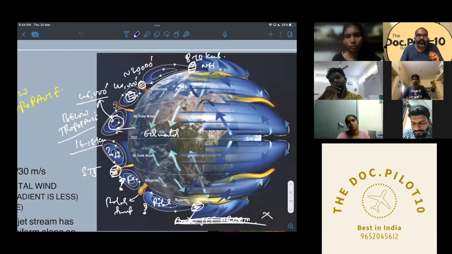Am I clear? So this is the jet stream. This one. This is the jet stream. This is called a subtropical jet stream. This is the polar jet stream. This is the Arctic jet stream. We will discuss in detail. Am I clear on this?